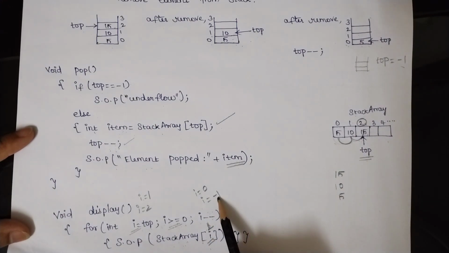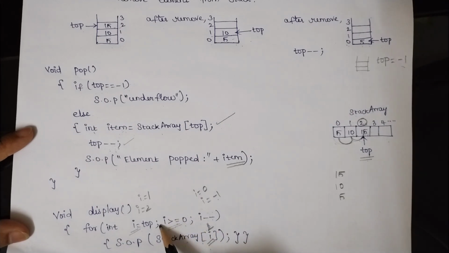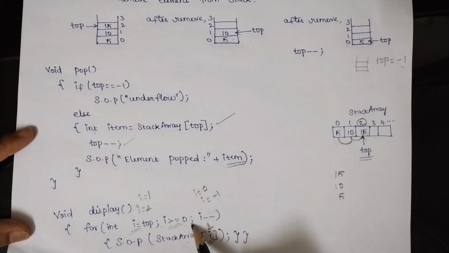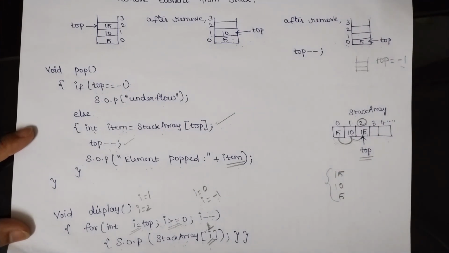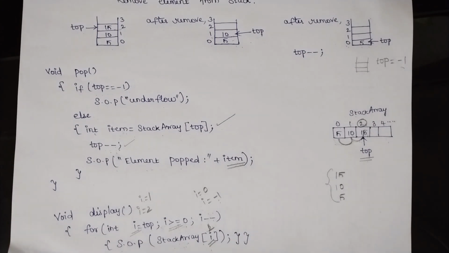Once i reaches minus 1, it will check the condition. Here the i value is not greater than or equal to 0, but less than 0. In that case, the condition fails and it will not execute this block. So this iteration will stop here, and these are all the values displayed from the stack. This is how display works. So this is the implementation of stack using array. And we'll discuss the implementation of stack using linked list in the next video.